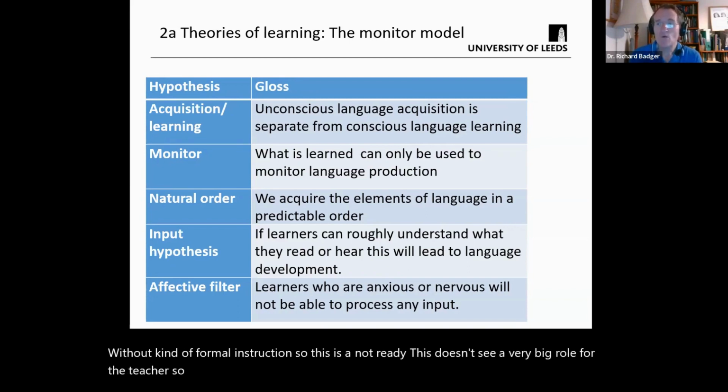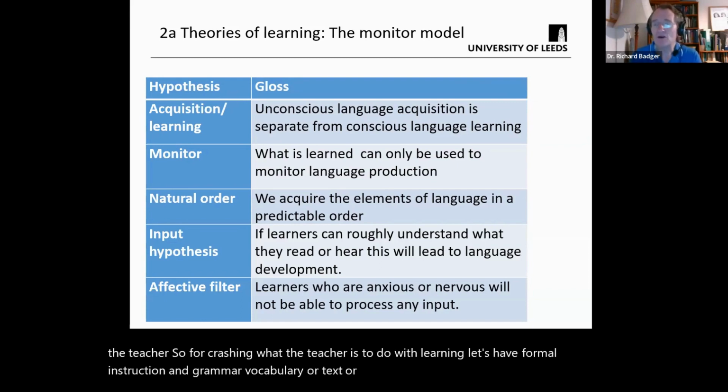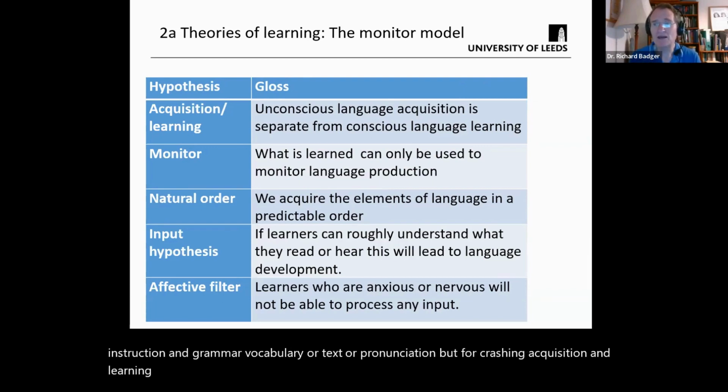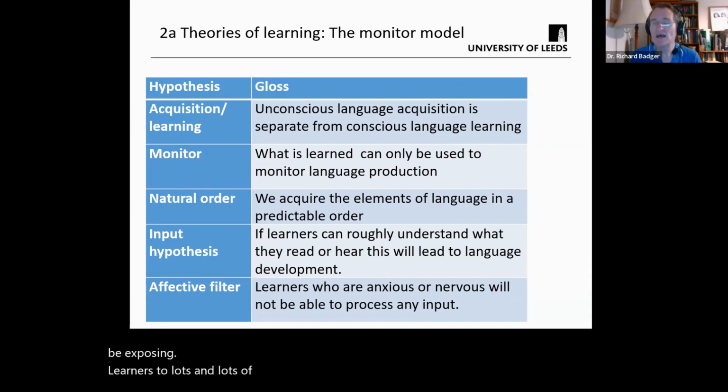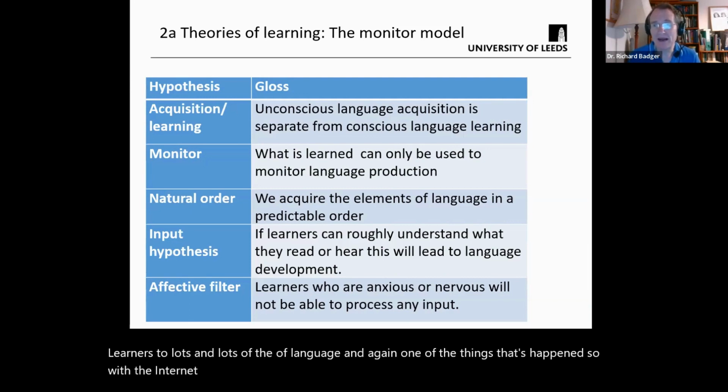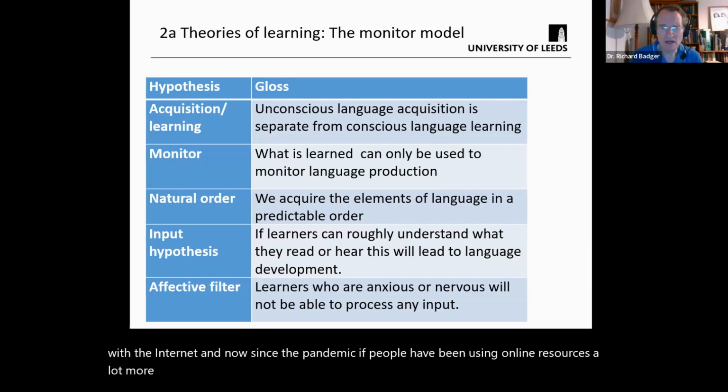So for Krashen, what the teacher does is to do with learning. That's formal instruction in grammar, vocabulary, or text, or pronunciation. But for Krashen, acquisition and learning are completely separate. They don't make any contact. And for Krashen, what teachers should be doing is focusing just on acquisition. So people should be exposing learners to lots and lots of language. And again, one of the things that's happened with the internet, and now since the pandemic, is people have been using online resources a lot more. So that's quite a big thing there.